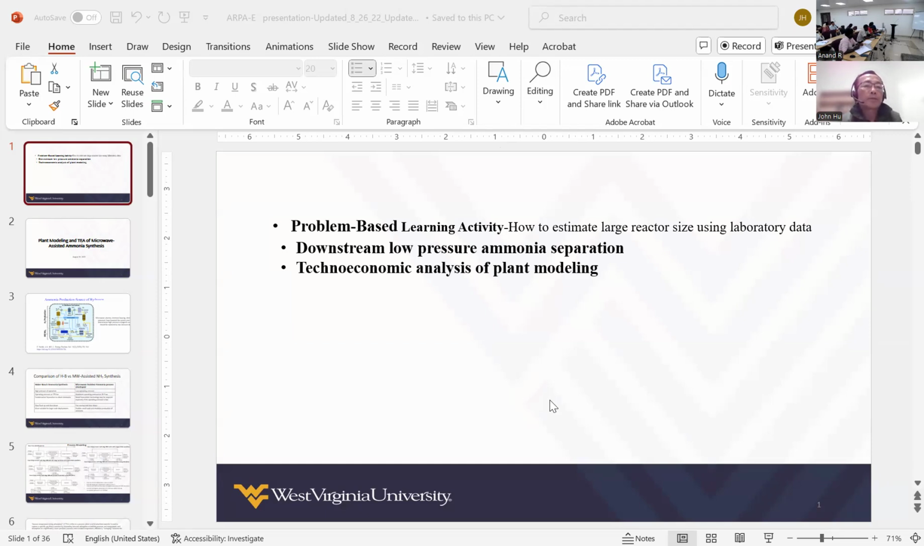All right. So today I have a three-session lecture. This is the topic of the next three sessions. The first is, as I mentioned yesterday, the problem-based learning activity: how to estimate the large reactor size using laboratory data. If you have laboratory data but you want to build a large reactor, how do you estimate the reactor volume? I will show you one simple example.